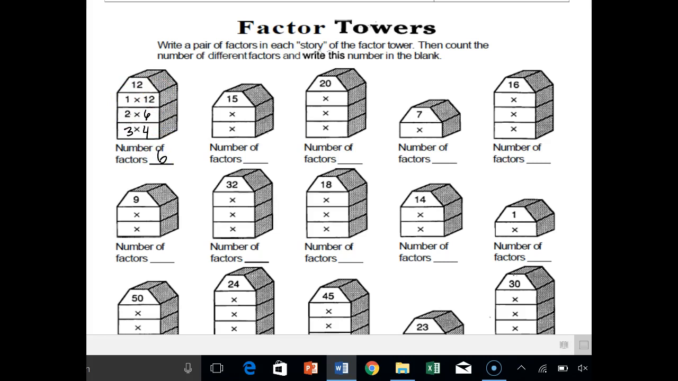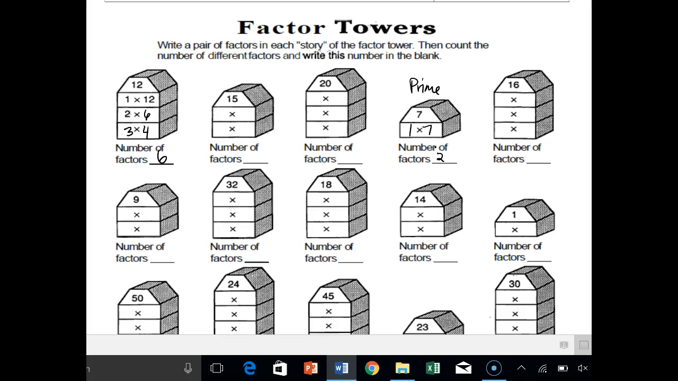All right. Let's do one like here. This number, because the only whole numbers I can multiply together to get 7 are 1 and 7. Therefore, we call this a prime number. So the only factors are 1 and 7, so we have 2 factors. So when a number only has 2 factors, 1 and the number itself, we call it prime.